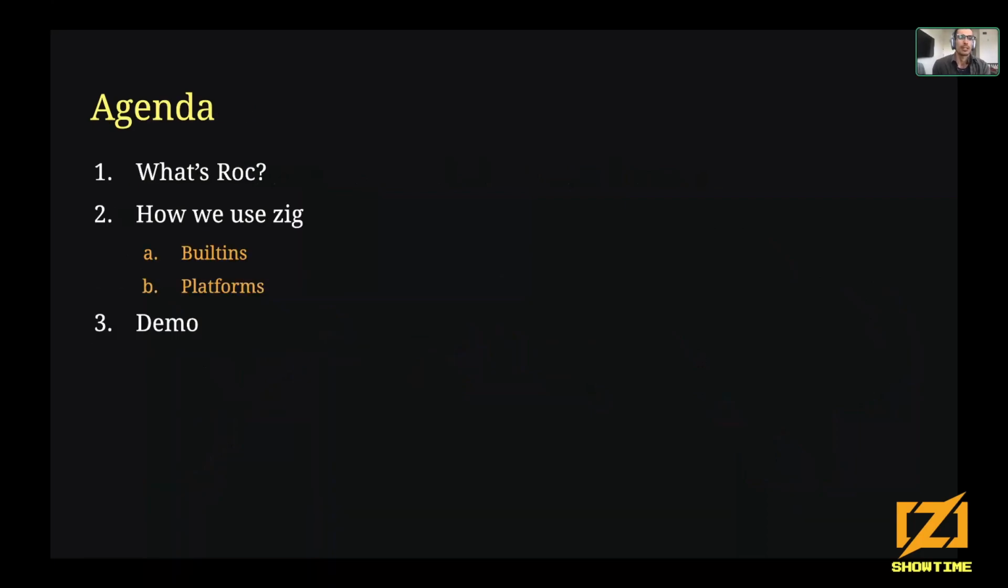So this is what we're going to talk about. We're going to talk a little bit about what Rock is. It's going to be mostly some hand waving at the syntax, just to get a general idea of what it looks like, so you're not super confused by the time we get to the demo. And then before we demo, we're going to talk about how Rock uses Zig. And there's two main ways. So let's go.